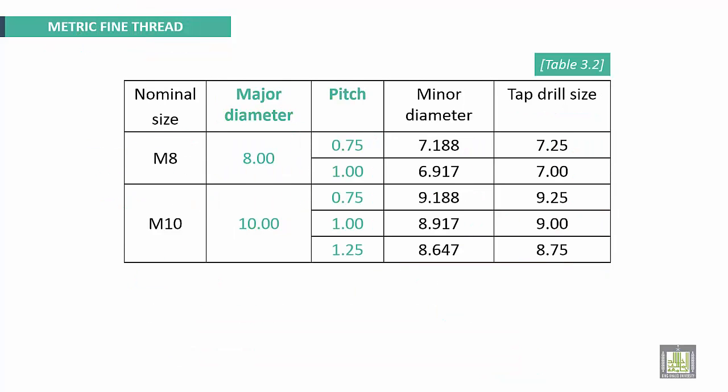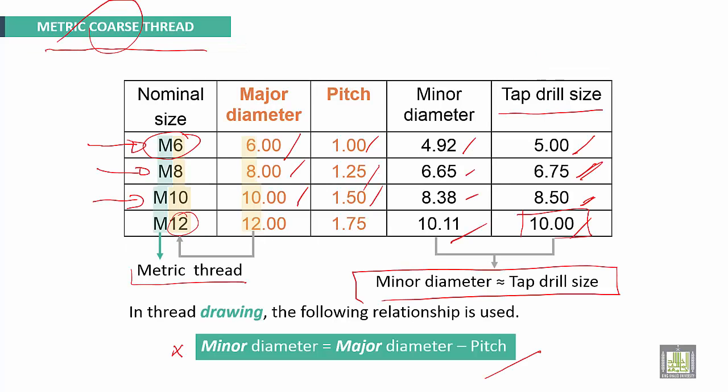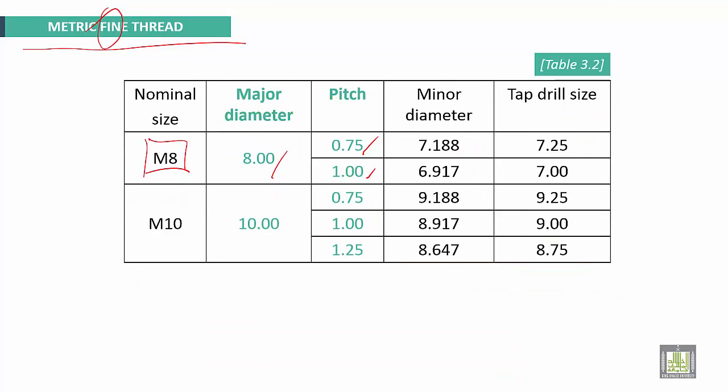Let's move now to metric fine thread. For M8 thread, nominal size is 8 millimeters. So the pitch, we have two possibilities, 0.75 or 1 millimeter. If we compare that with the coarse thread for 8 millimeters, the last slide shows us the pitch is 1.25. This is coarse, but here for fine it is 1 or 0.75 millimeters because it is fine.